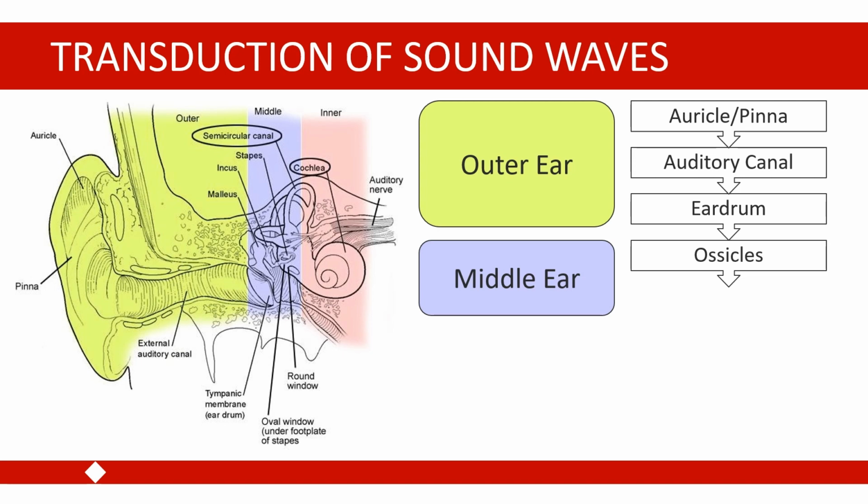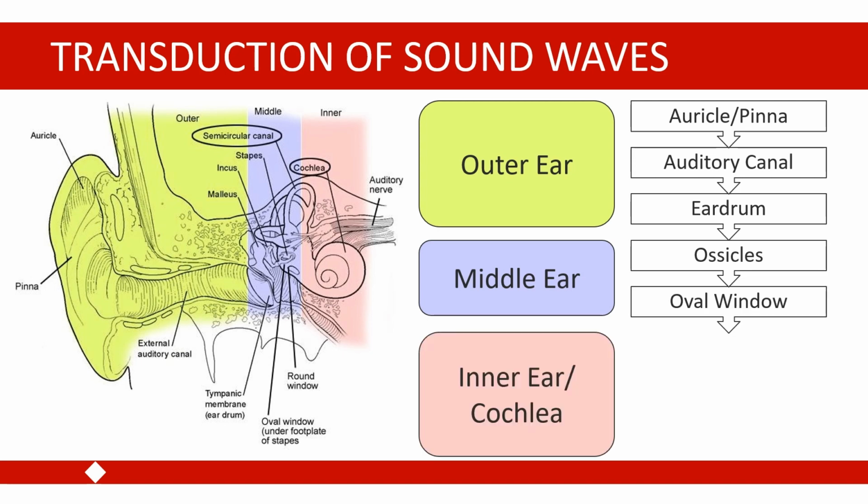The vibration of the stapes is then going to reach the oval window. Similar to the eardrum, the oval window is a thin membrane between the middle ear and the inner ear, or the cochlea.